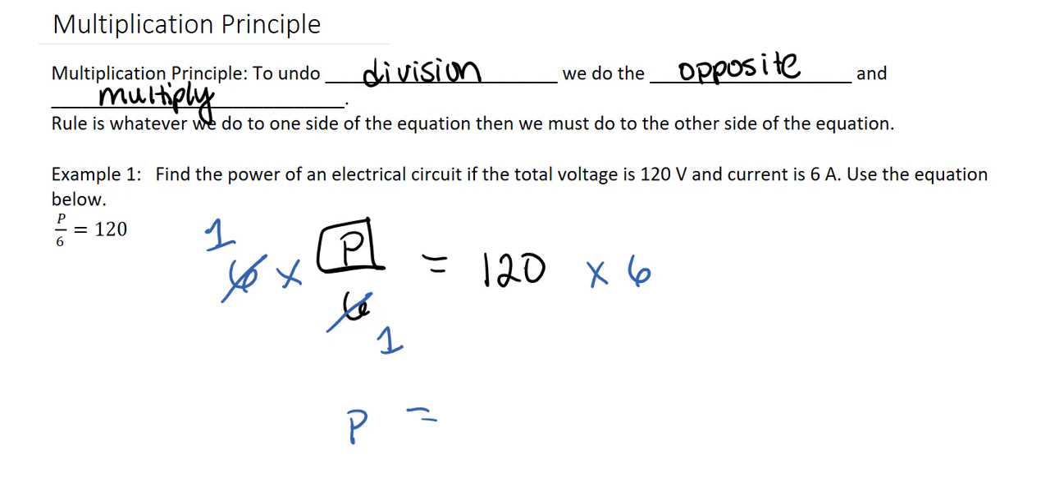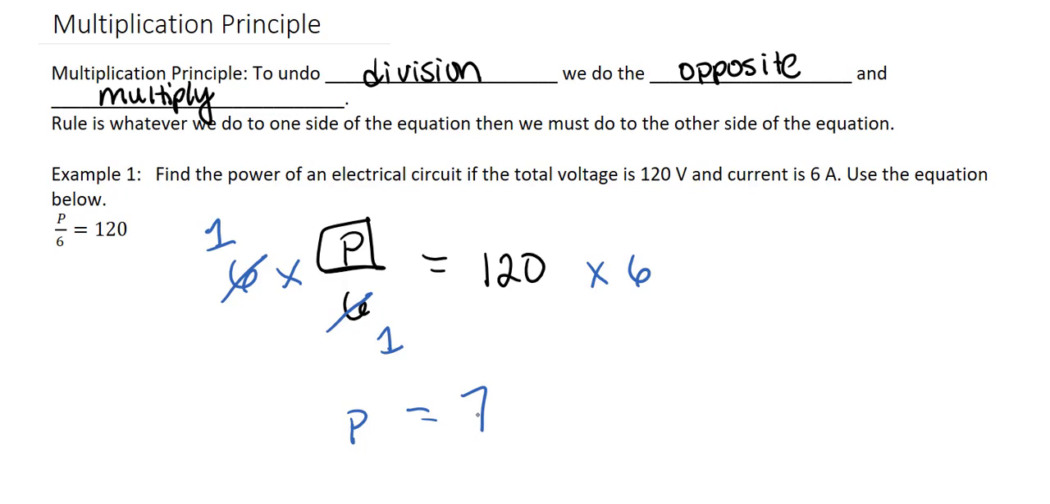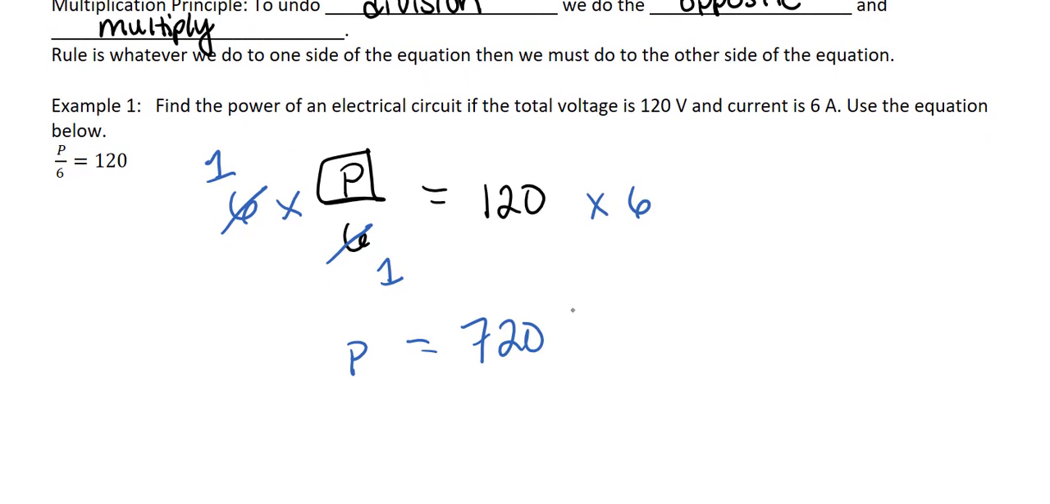So let's get our calculators out. 120 times 6, and we get 720. And so that would be our solution. Now let's go ahead and look at the second example.